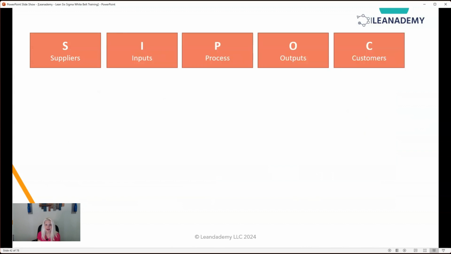So if you remember, here is where we had the SIPOC, right? We had suppliers, inputs, process, outputs, and customers.